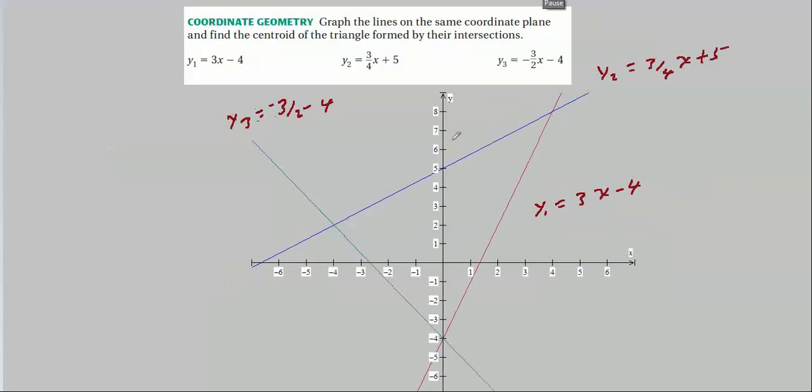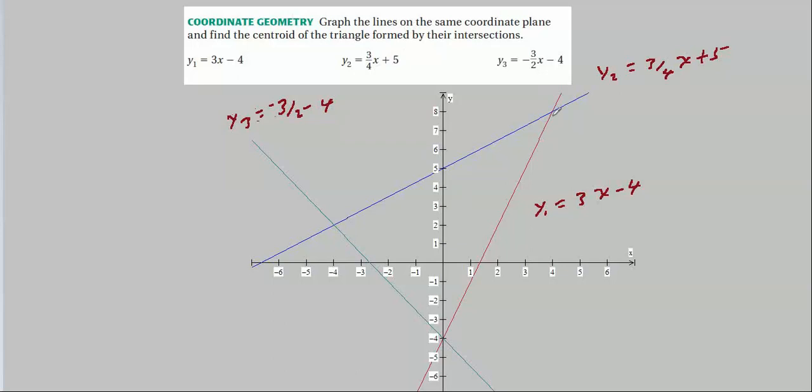And I went ahead and graphed these lines. y1, y equals 3x minus 4. We have a slope of 3, y-intercept of -4. Here we got 3/4 x plus 5. So y-intercept of 5, slope of 3/4, and the last one here, minus 3/2 x minus 4. We're right along here. We want to find the centroid. It's in here somewhere. And remember, the centroid is where the medians intersect. The median is the line that goes from the midpoint to the vertex.